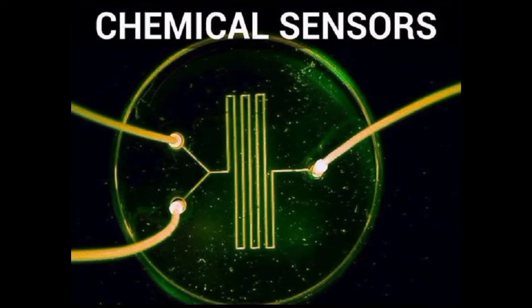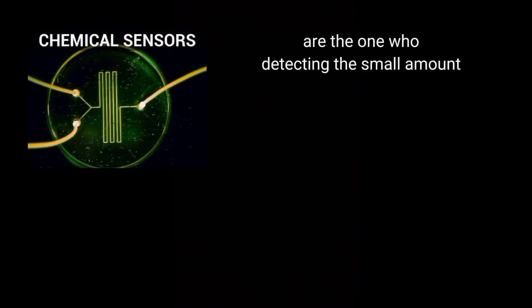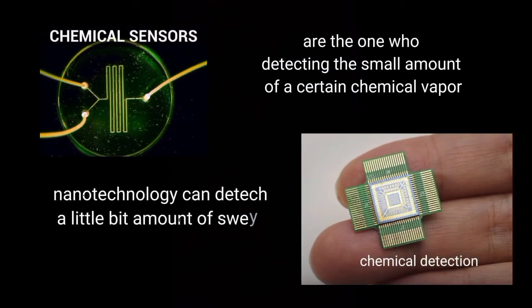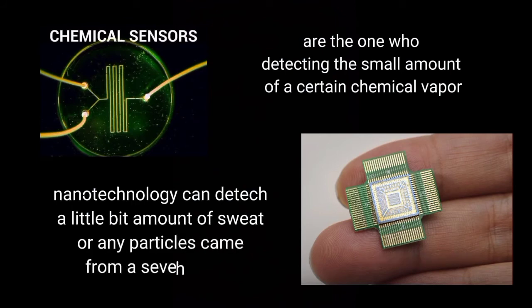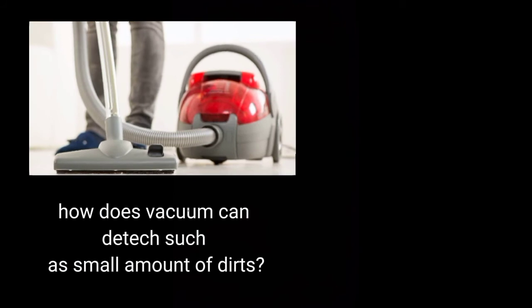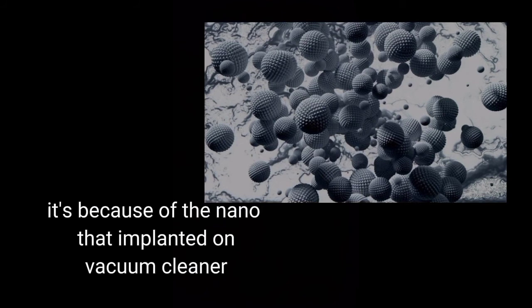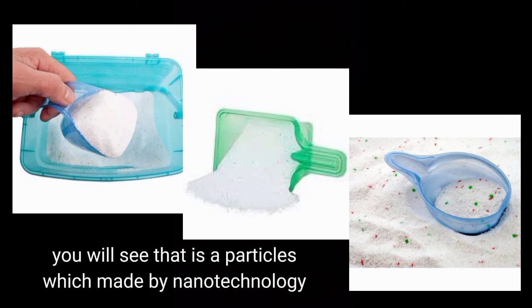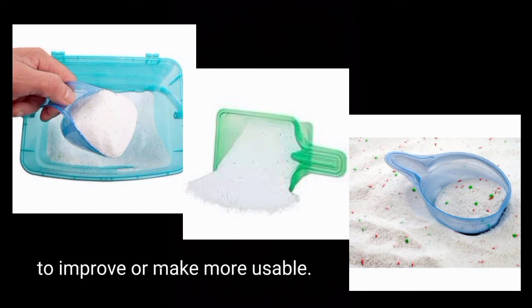Okay. Chemical sensors. In nanotechnology, chemical sensors are the ones detecting a small amount of a certain chemical vapor, which means nanotechnology can detect a little bit of a smell or any particles coming out from several things. For instance, how can a vacuum detect such a small amount of dirt? It's because of the nano implanted in vacuum cleaners. Fabric is a powder which, when you look at it carefully, you will see is made of particles made by nanotechnology to improve it or make it more usable.